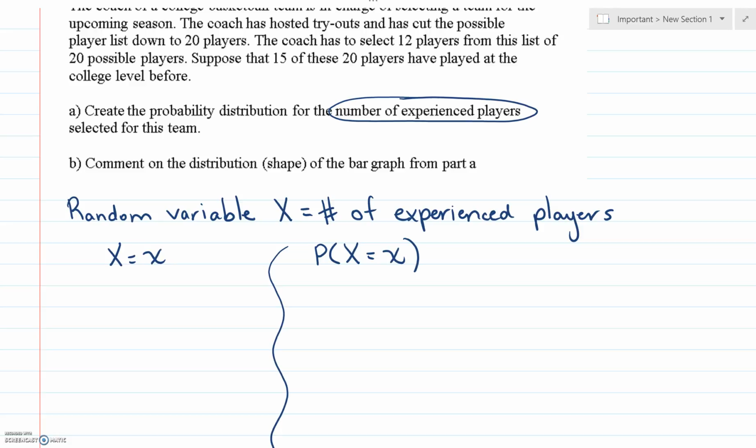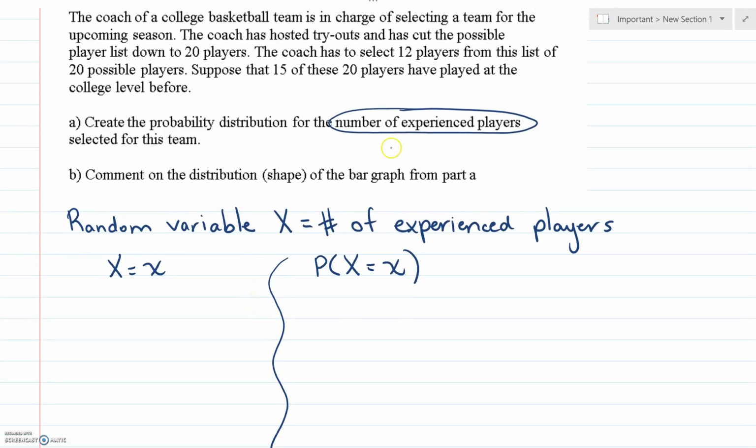So it's confusing here because there are so many numbers, but if you really take a look at the number of experienced players, how many can you have? Starting from the lowest, what's the lowest amount of experienced players you can have? 0. Okay. And what's the most experienced players you can have? 12. That's exactly it. So I know it's confusing because of the 15 and the 20, but you really have to consider that the team cannot have any more than 12 players.